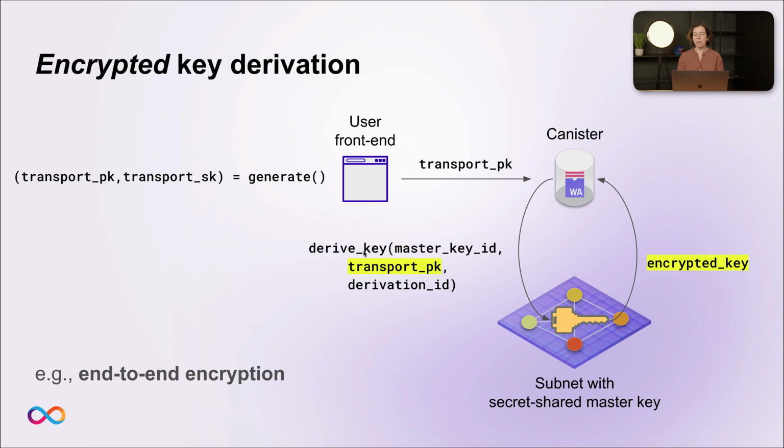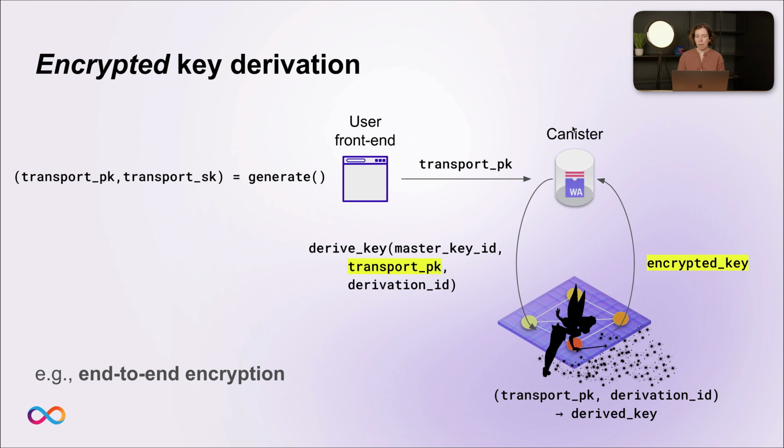I call the derive key method as usual. I send the master key ID of the subnet, the key which is secret shared on the subnet. I also now send my transport public key and the derivation ID. And so the subnet now derives the key and also encrypts under this transport public key. And so what is sent back to the canister is actually now my encrypted key. So in this case, the nodes do not see the derived key and the canister cannot see the derived key.